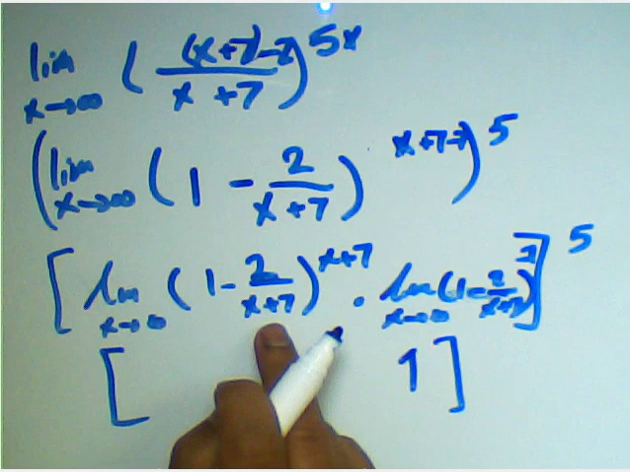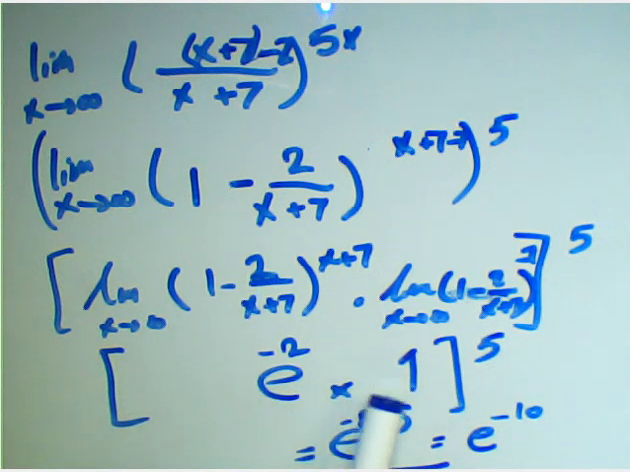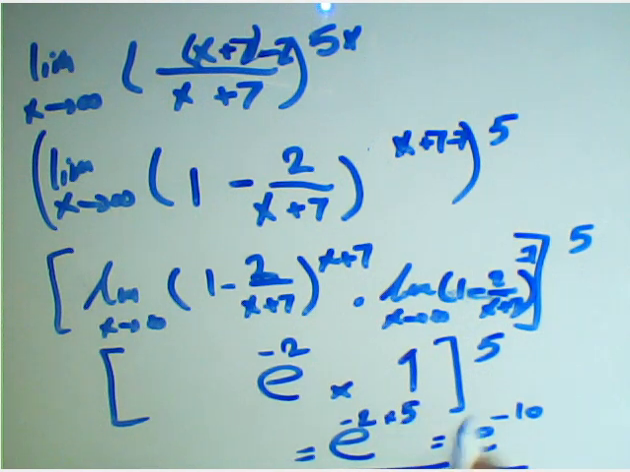And here, again, the result of this limit will be e to the power negative 2. Multiplied by 1 to the power 5, the result will be e to the power negative 2, all to the power 5. Negative 2 times 5 equals negative 10. The result will be e to the power negative 10.